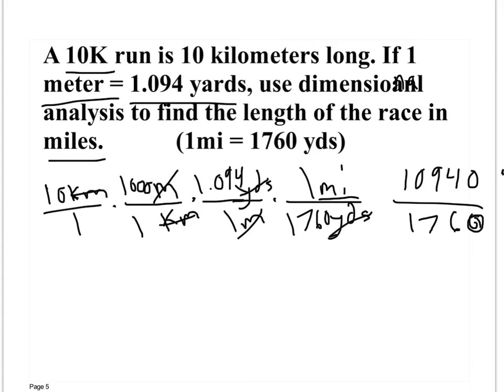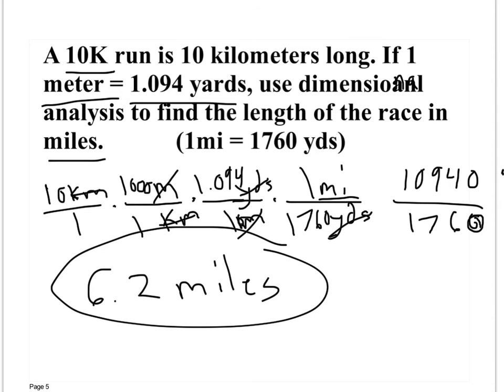Now if there was something else, like if this was 10, I would divide by 10 and then divide by 1760, but it's just 1, so we don't do anything. So 10,940 divided by 1760 gives me this, 6.2 miles. And there's my answer. So this is dimensional analysis, where we compare all the units, the conversion rates, we carry what's left, and there's our answer.